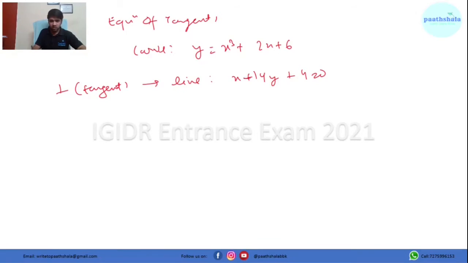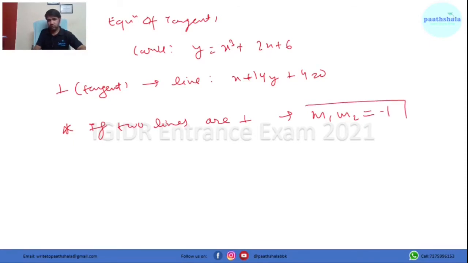I would like to tell you one thing. If two lines are perpendicular, in that situation, the product of their slopes, let's say this is the slope of the first line and this is the slope of the second line, will be equal to minus 1. So we are going to use this condition. They are asking to find the equation of the tangent, because we have the curve, and we have the equation of a line which is perpendicular to the tangent.